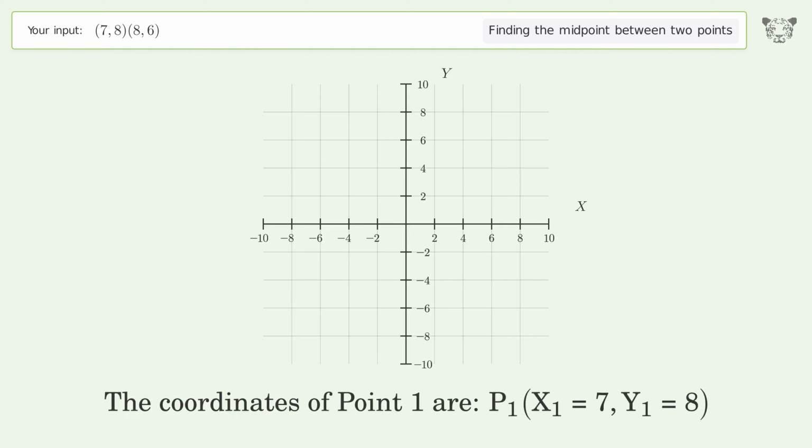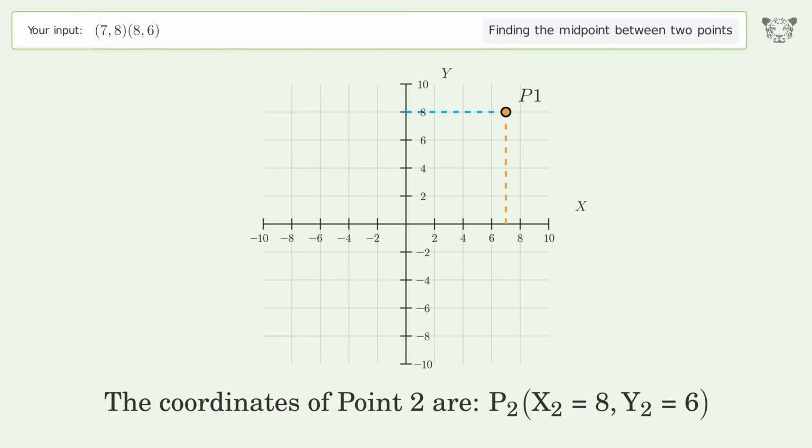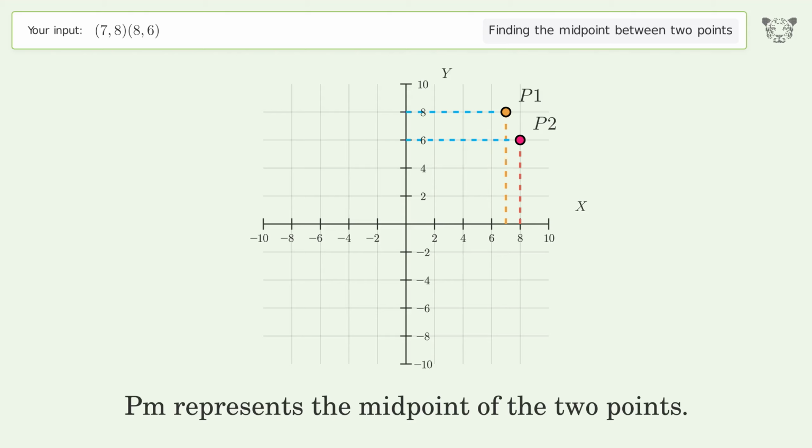The coordinates of point 1 are x1 equals 7, y1 equals 8. The coordinates of point 2 are x2 equals 8, y2 equals 6. PM represents the midpoint of the 2 points.